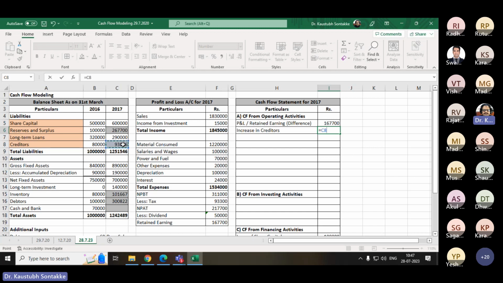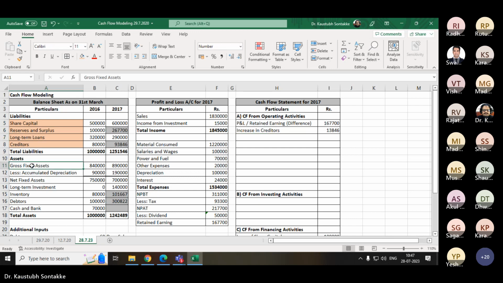Second year minus first year, so the difference is cash inflow: 13,846. So your increase in creditors is also done. The balance sheet liability side is already done. Now we'll come to the asset side.